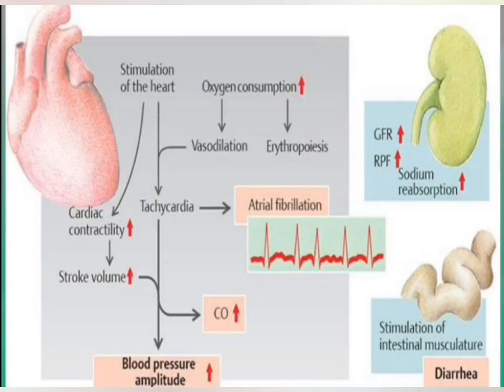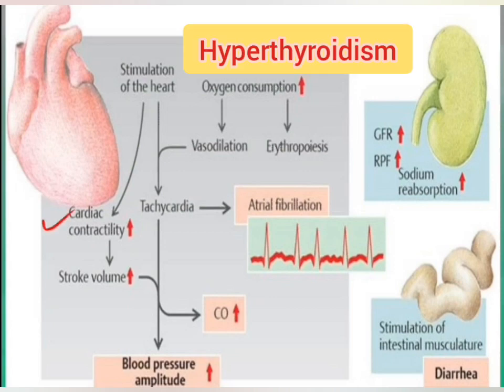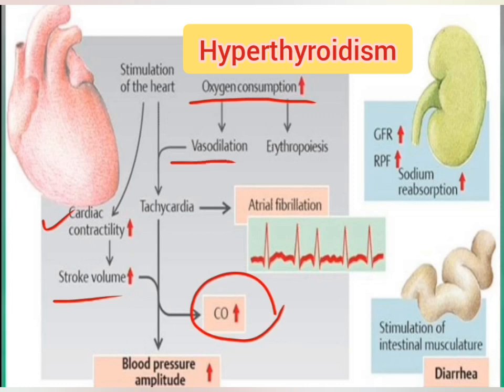And it is also going to act on the heart, causing stimulation of the heart, causing increased cardiac contractility, which is going to increase the stroke volume, and cardiac output is also increased. And because there is more oxygen consumption, so decrease in the level of oxygen, causing vasodilation, and this vasodilation also causes reflex tachycardia. Due to this reflex tachycardia, cardiac output is also going to increase, causing increased blood pressure and amplitude, just like we see in the sympathetic system.